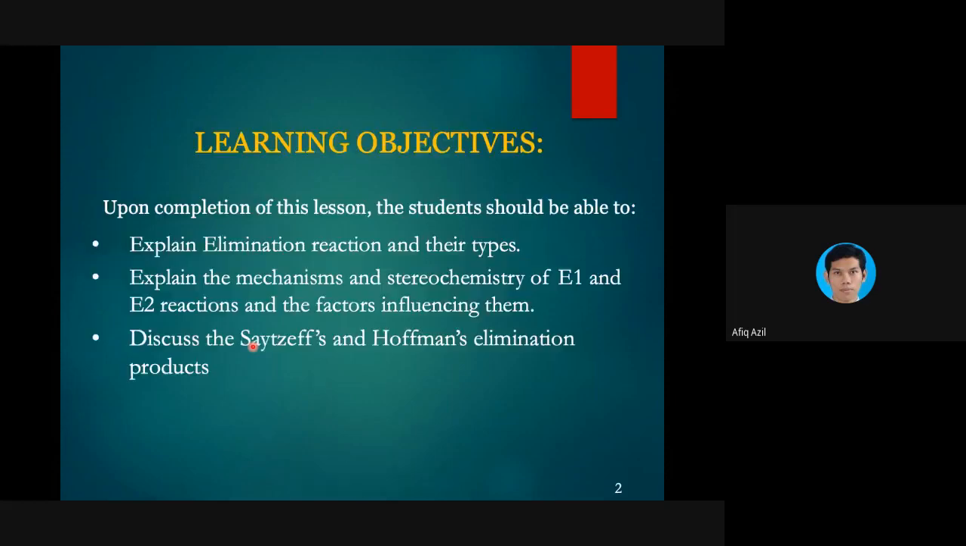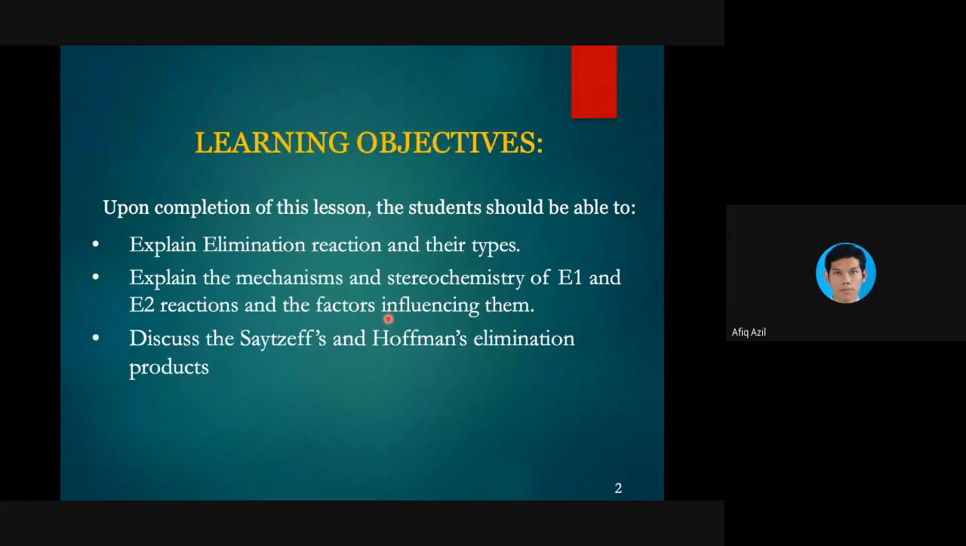So the outcome for this unit: you should be able to explain the elimination reaction and their types. Then we will see the mechanism and also the stereochemistry involved for both mechanisms. We have two, which are E1 and E2. The mechanism will be similar to what we have encountered in nucleophilic substitution reaction, where you have SN1 and SN2. So here in elimination reaction, you'll have two types of mechanism as well, E1 and E2.